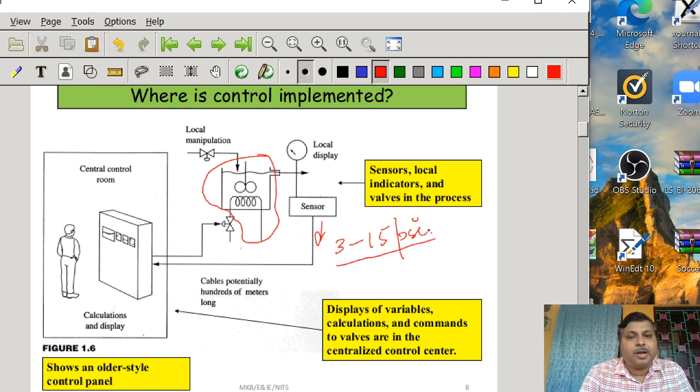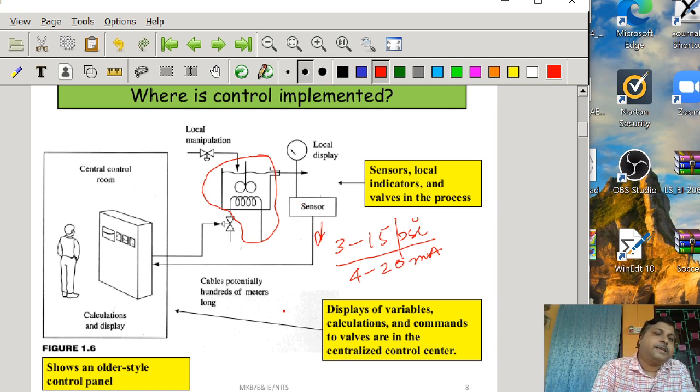Later on it has been replaced by an electrical signal, and that is current we use to transmit in the range of 4 to 20 milliampere. Now this 3 to 15 psi or 4 to 20 milliampere goes to the central control room, where you will find some conventional strip chart or analog meters, by which the operator can see whatever value is indicated in the field by the process.